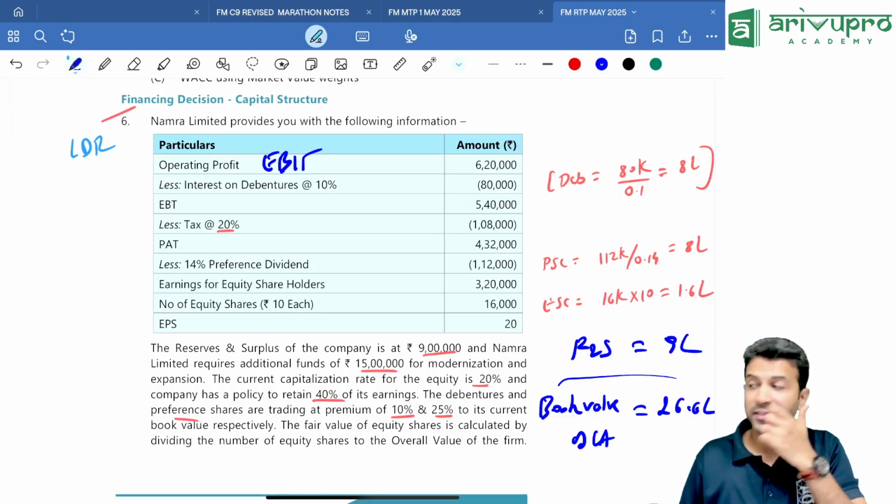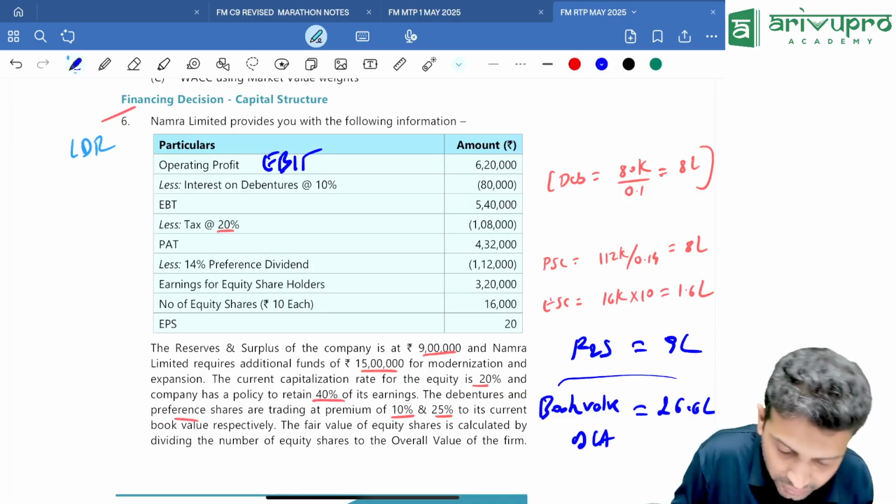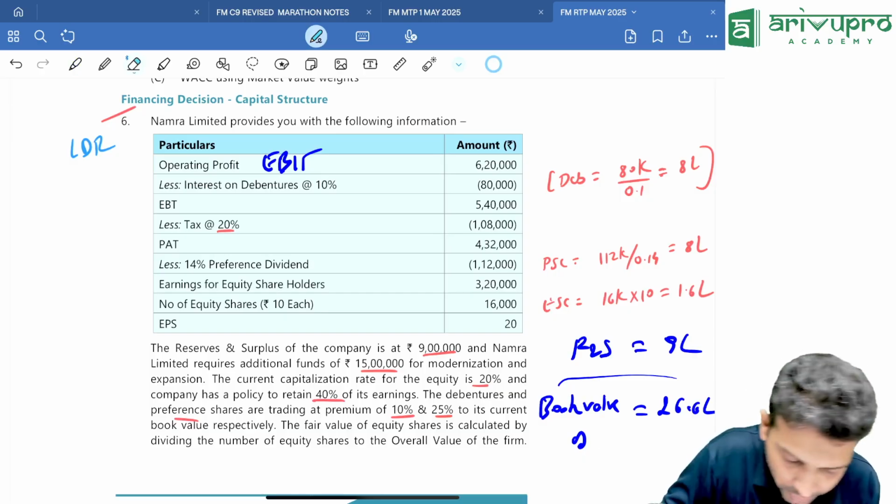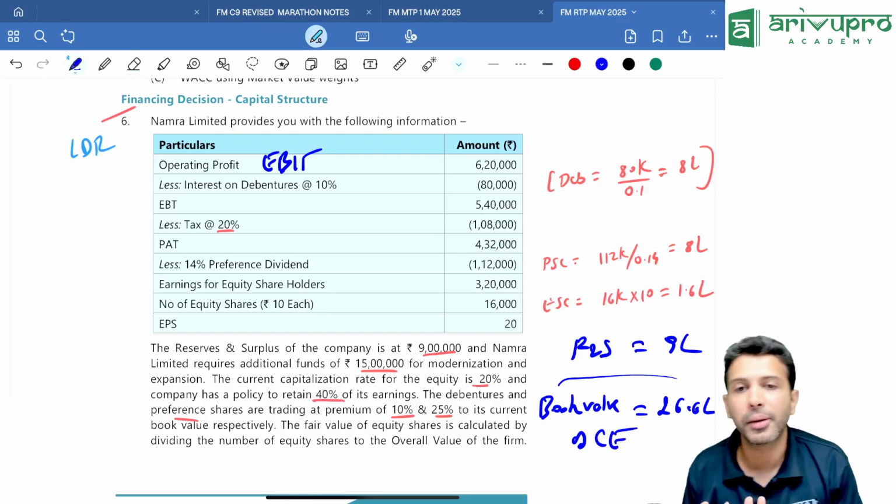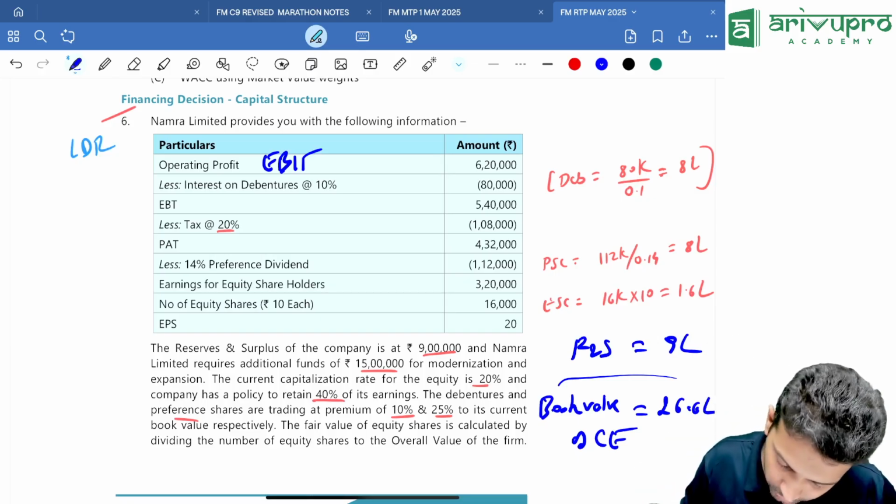Yes, correct. 26 lakh 60,000 is the book value of current. I wrote current asset. Is it current asset or capital employed? Capital employed. Done, people. Let it be there. Okay, next, let's go forward.